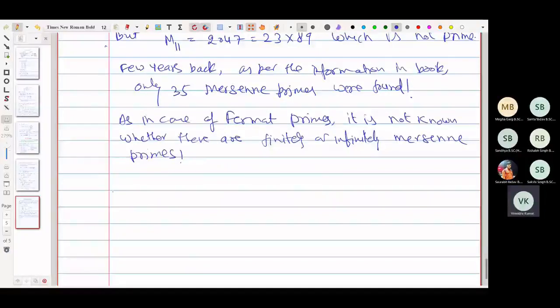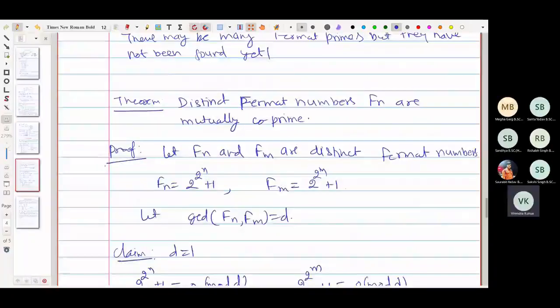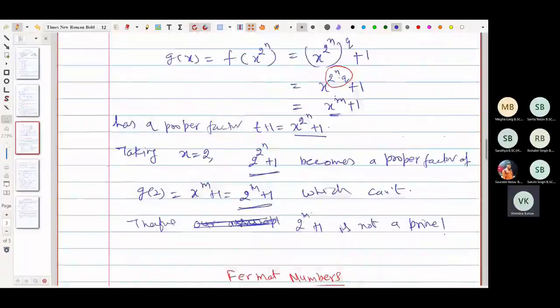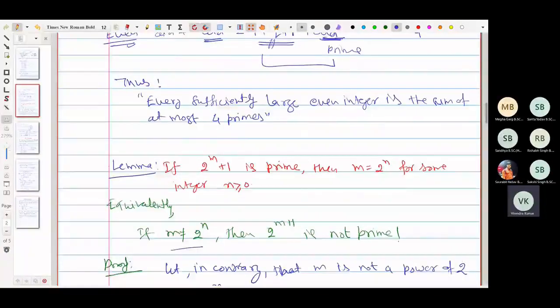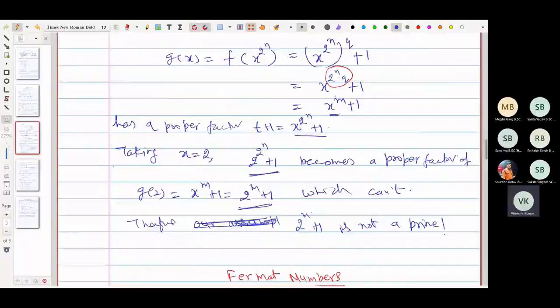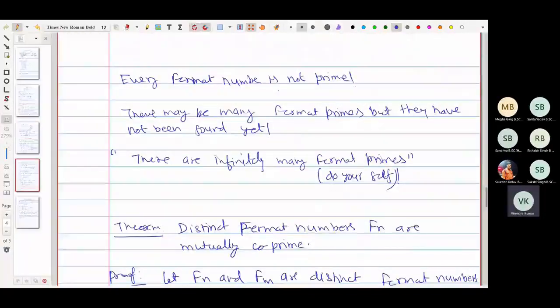Also one more thing. Here I think I have written there are infinitely many Mersenne primes or Mersenne numbers. I don't know what I have written, I need to see. Sorry, in the Fermat case, every Fermat number is not a Fermat prime, not prime.